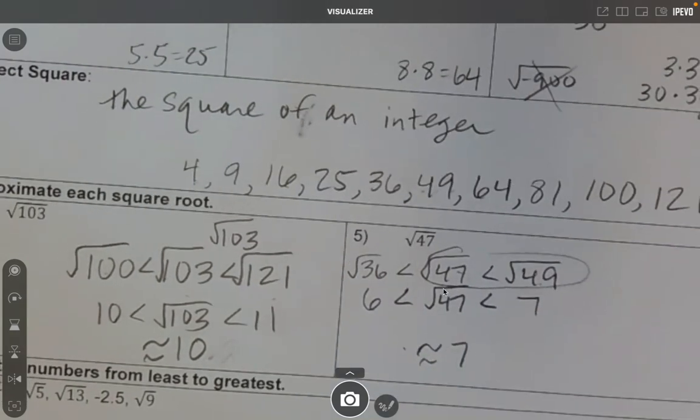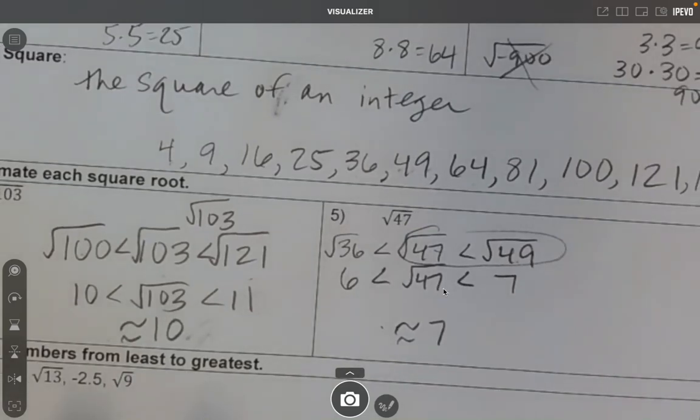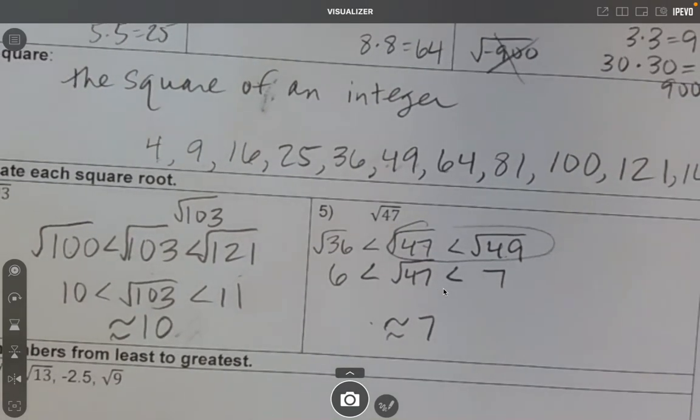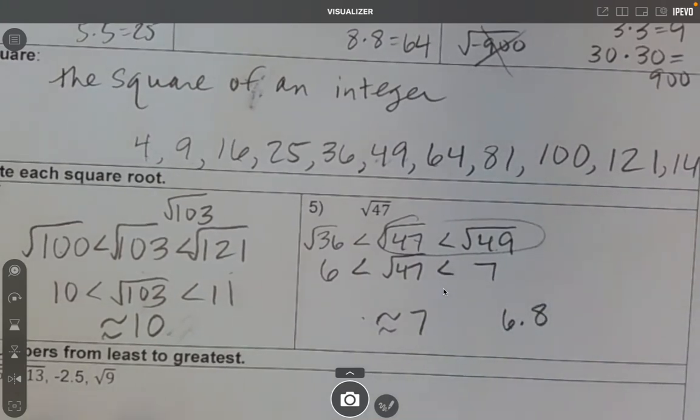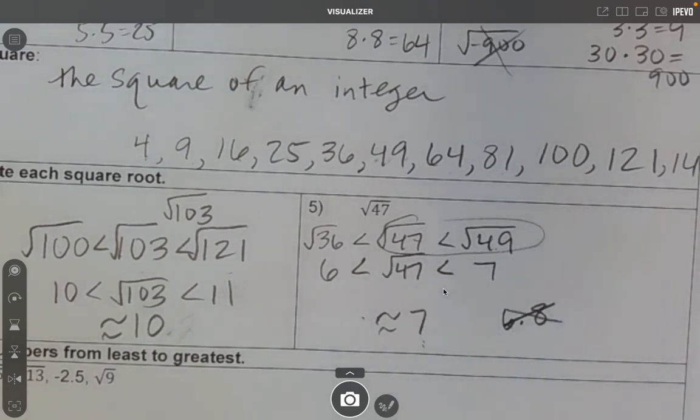But then again, some of my students, that really bothers them because it's not really 7, it's a little bit less than that. So if you want to say it's 6.8 or 6.9 or something instead, or 6.7, that's fine. But what we're looking for is just the number that it's closest to.